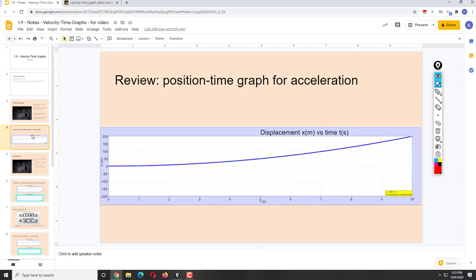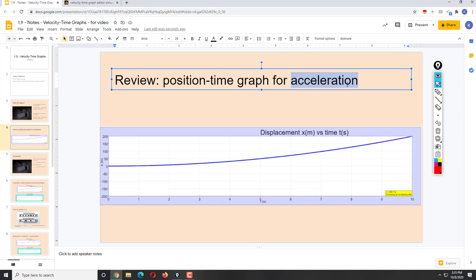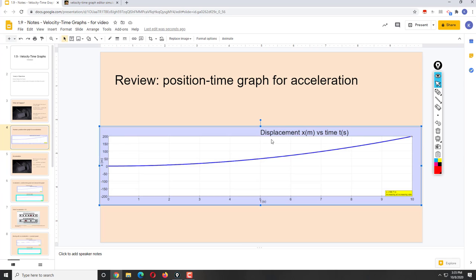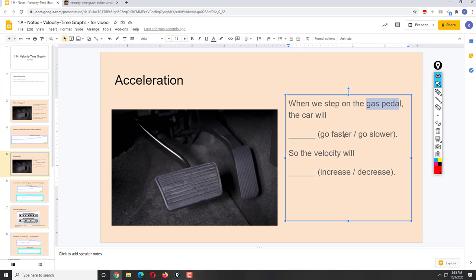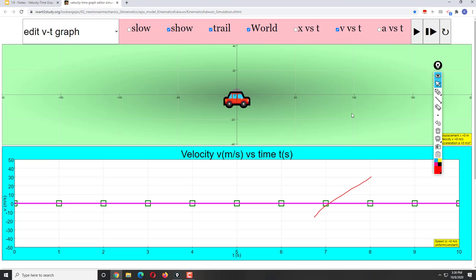We know that when we have acceleration, the position time graph looks like this. But what does the velocity time graph look like? Well, when we step on the gas pedal, the car will go faster. So the velocity increases. So we know that the velocity has to go up like this. Let's check this out in this simulation.